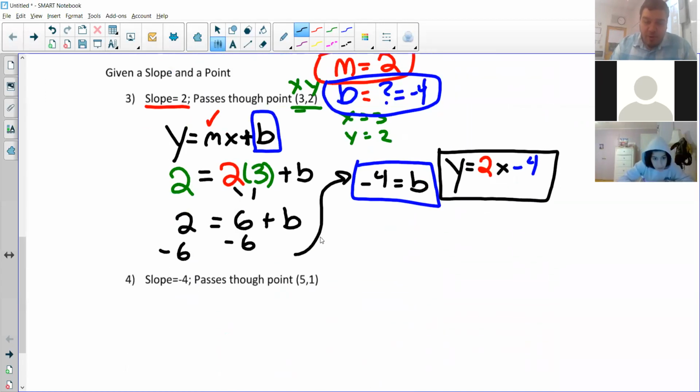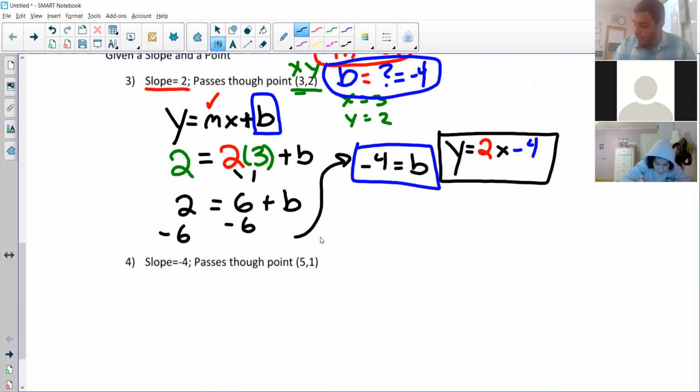I'll keep this one up. I want everyone to try number 4. Remember, you do not have a y-intercept, so you're going to be forced to try to find the y-intercept.